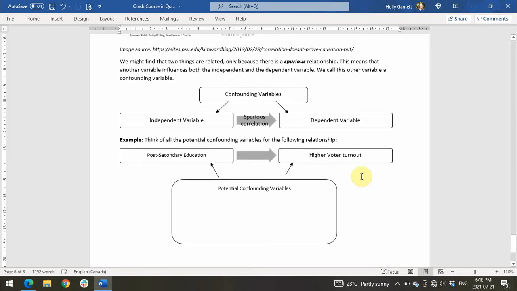So what do we do there? That's usually when we would have to control for that, and that's where we're going to move into a regression analysis, which you're going to see in a subsequent video.